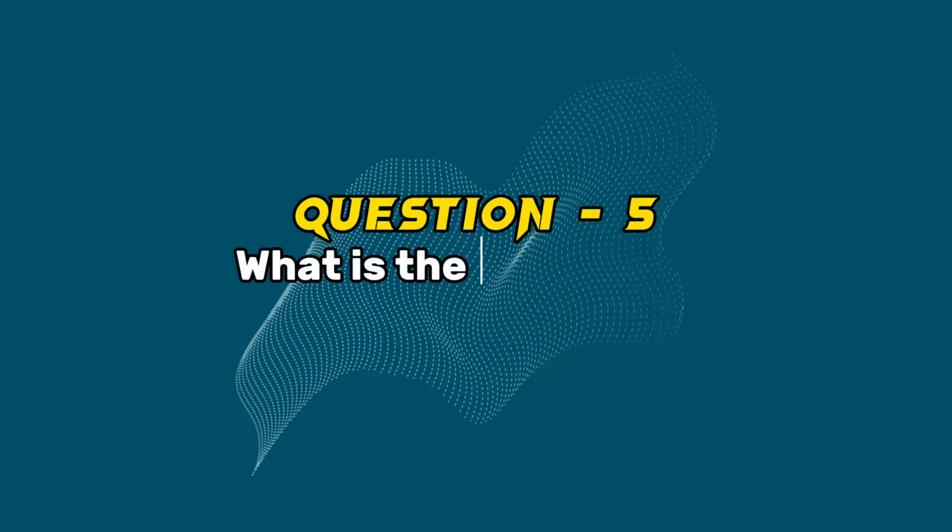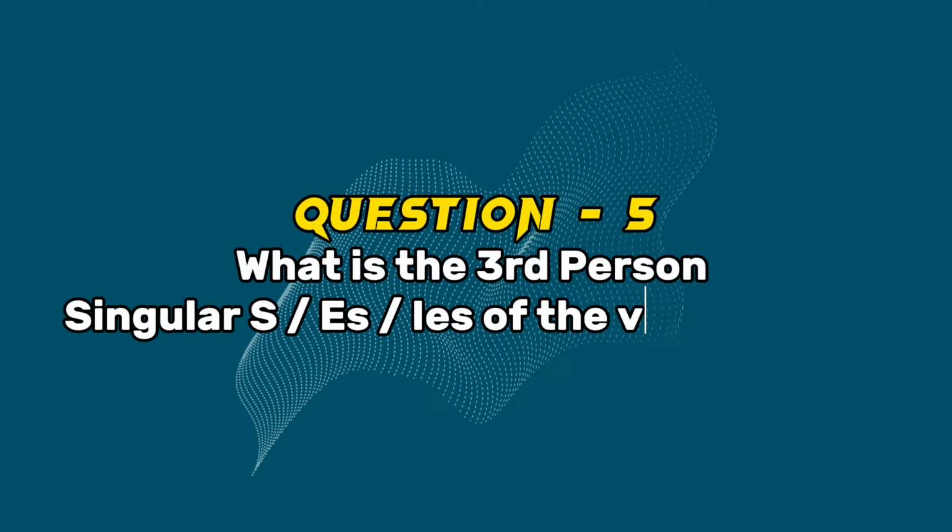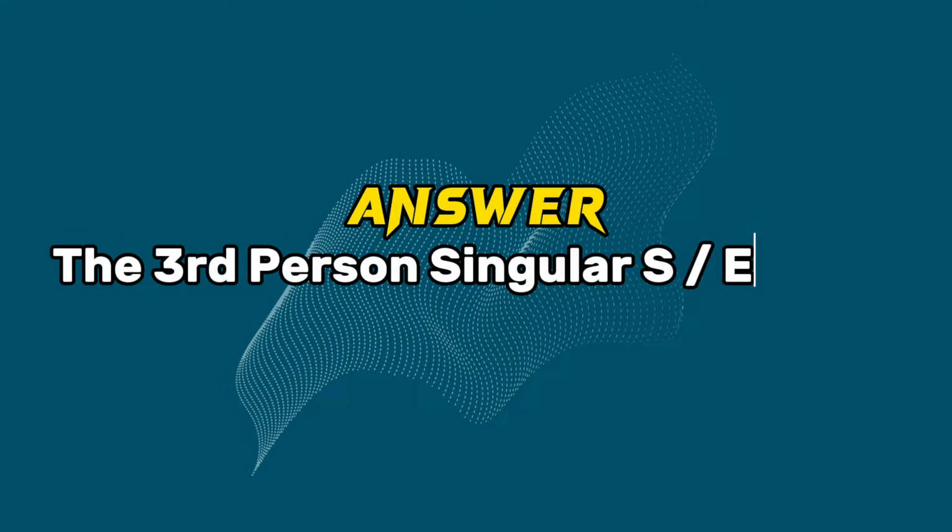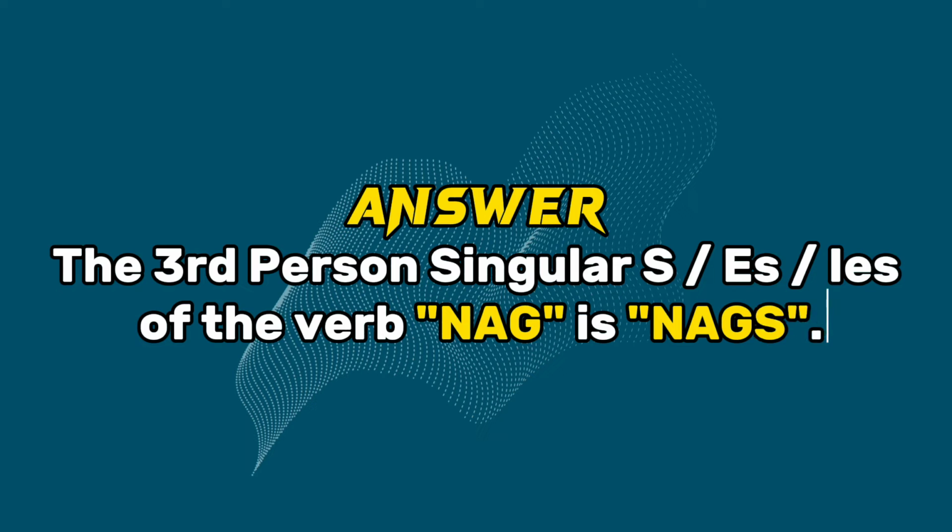Question 5. What is the third person singular S/ES form of the verb nag? Answer. The third person singular S/ES form of the verb nag is nags.